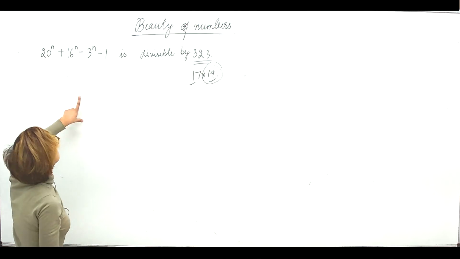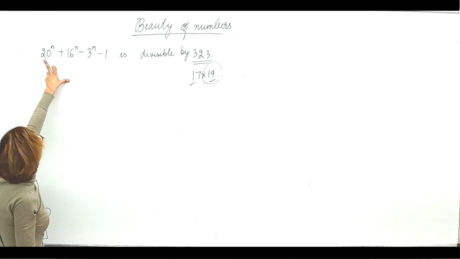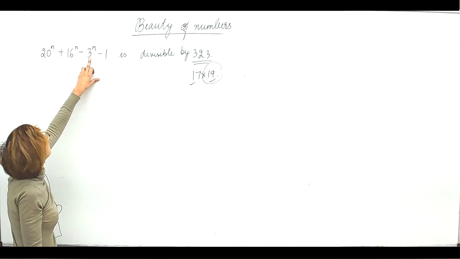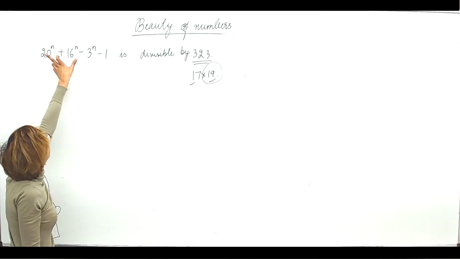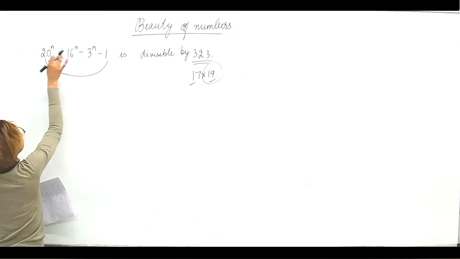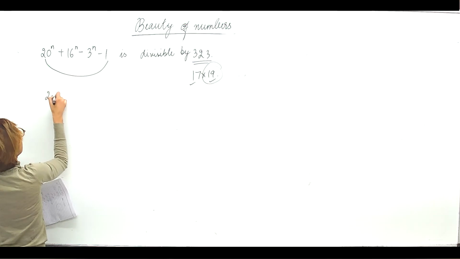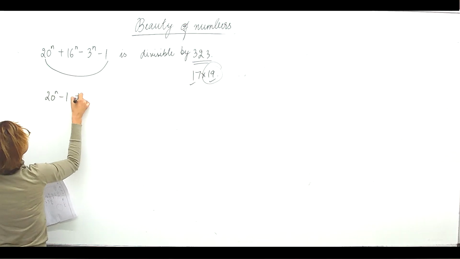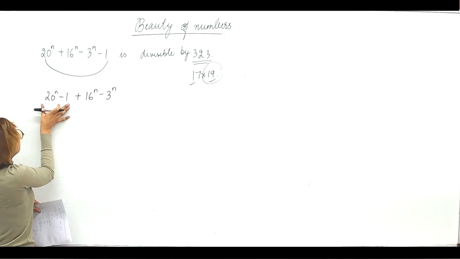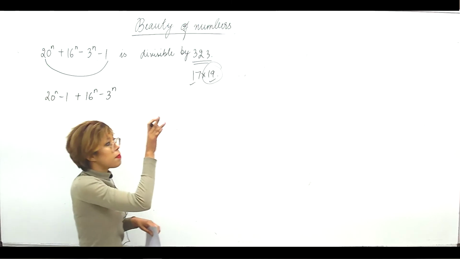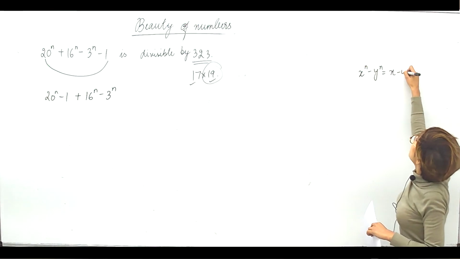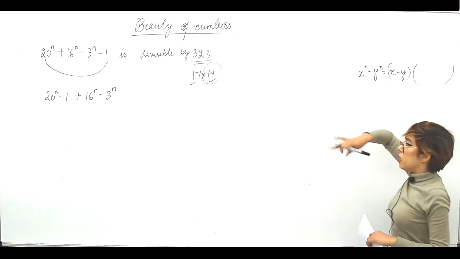अब देख रहे हैं 19 कैसे generate होता है. 20 minus 1 difference is 19, and 16 minus 3 difference is 13... okay, so that means difference here is 19. So I'll combine these two and these two: 20 raised power n minus 1 plus 16 raised power n minus 3 raised power n. Right? Now this is x raised power n minus 5 raised power n. That is not an issue. This is x minus 5 into the quantity that we know.